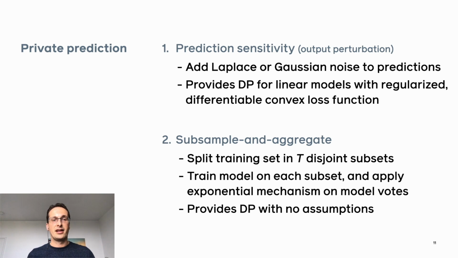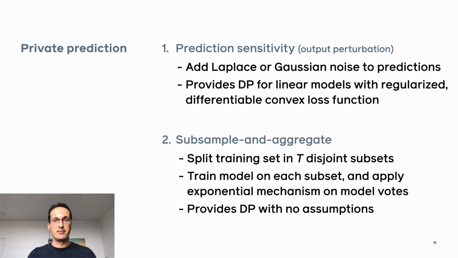The second private prediction method that we looked at is subsample and aggregate. The idea of subsample and aggregate is to split your training set into T disjoint subsets. We train a model on each subset, and now we use these models to vote for a certain prediction when we make test predictions. What we're doing is we apply the exponential mechanism on the model votes. This gives you a differential privacy guarantee on the test predictions with no other assumptions on the underlying model. Now I'm going to pass it over to Awni, who's going to present the experiments that we performed in our study.